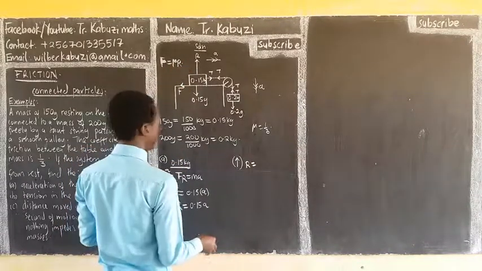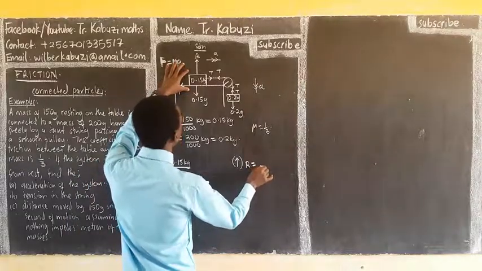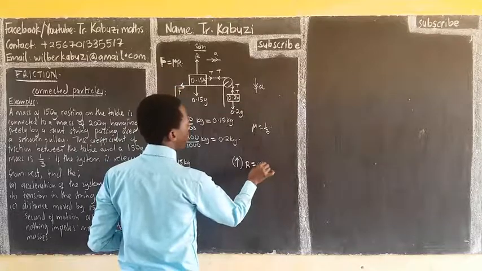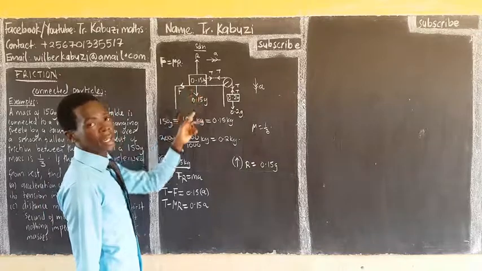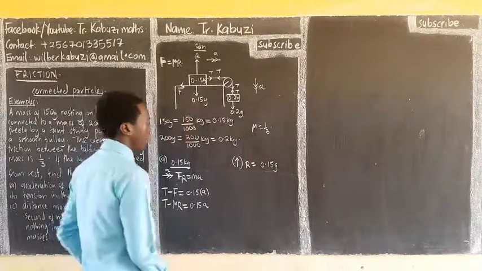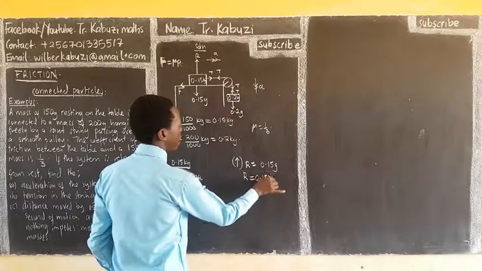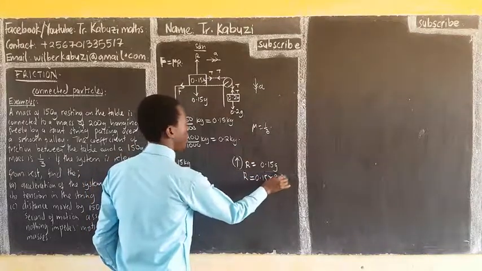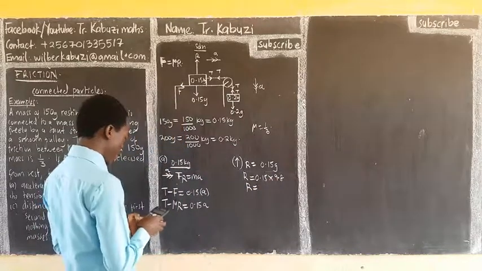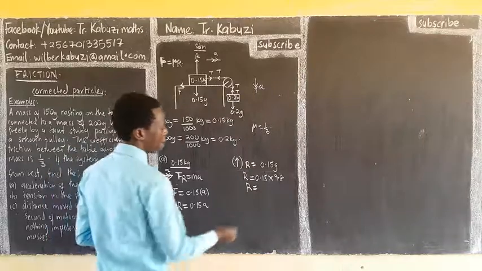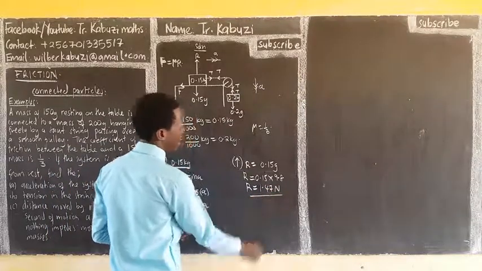I'm going to be having on this particle my R equaling 0.15 g. Why? Because we don't have any motion in the upward direction. So my R here will be 0.15 times 9.8, our gravitational force. So 0.15 times 9.8, I get 1.47 newtons. So that's my resultant.